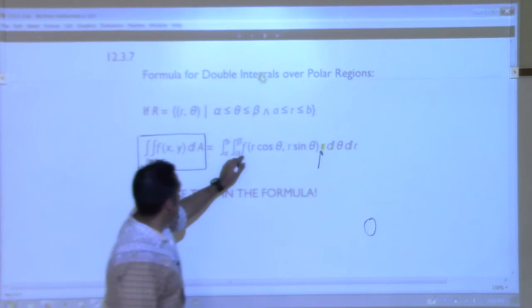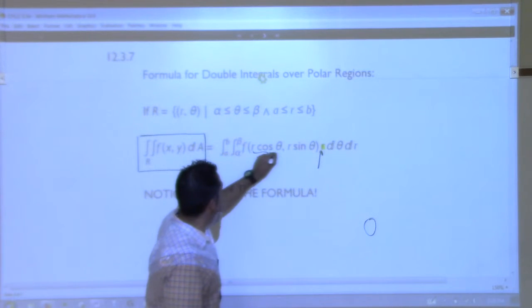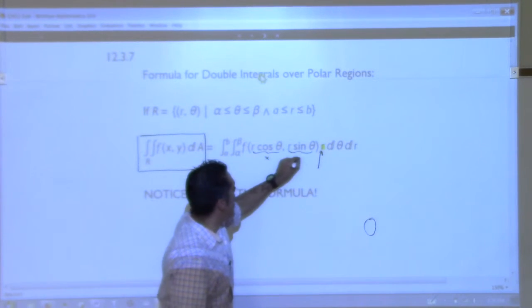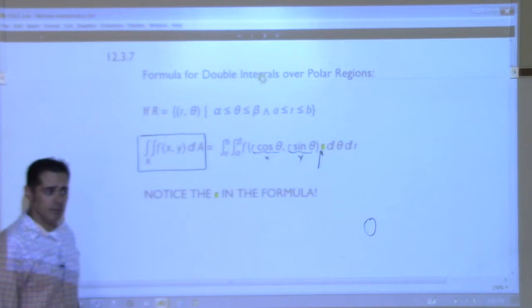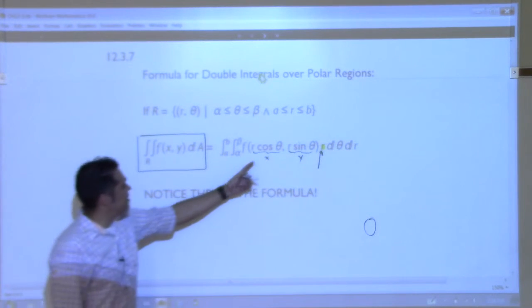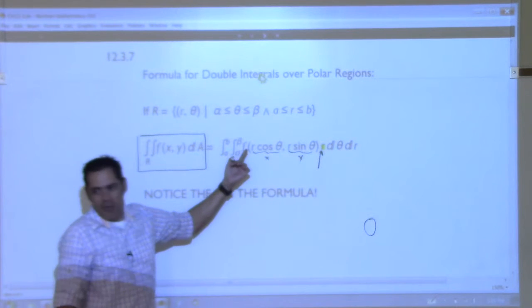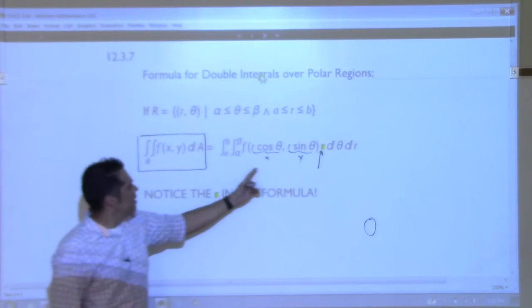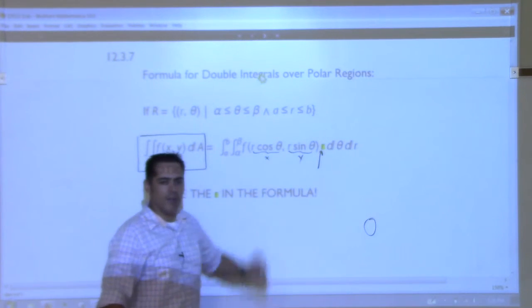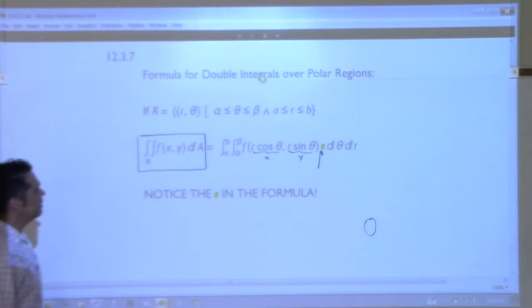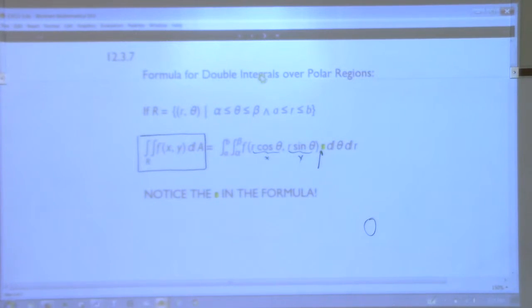Now, this piece right here, do y'all see that this is f of x and y? Why is x becoming r cosine theta? That's how you convert from Cartesian to polar. Why is y becoming r sine theta? Well, that's how you convert from Cartesian to polar. So that's the Big Daddy formula right there.